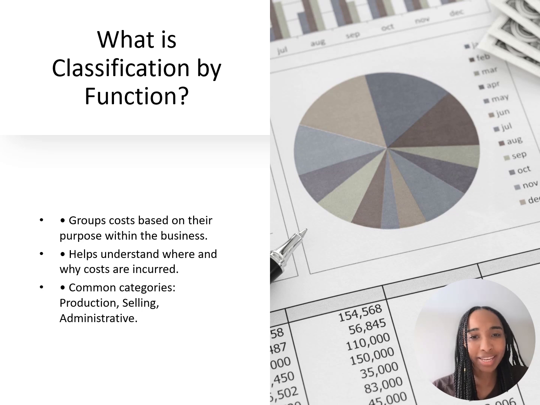Okay, so what is classification by function? Classifying by function means we're looking at the purpose behind the cost. So we'll ask, why was this cost incurred? Was it to make the product, to sell it, or to manage the business? The three major categories we will explore are production, which is making the product, selling, which is getting the product to customers, and administrative, which is running the business from behind the scenes.